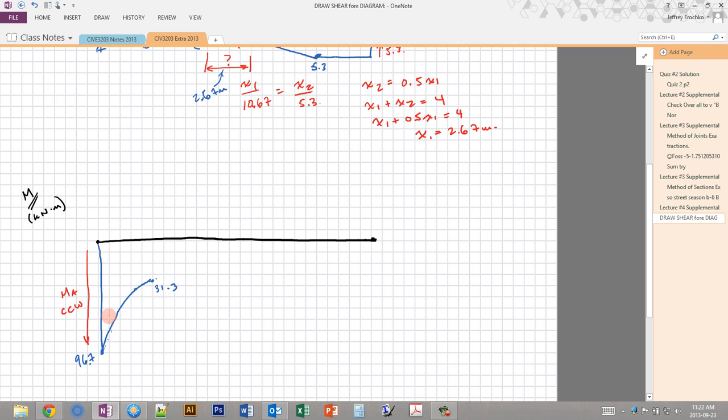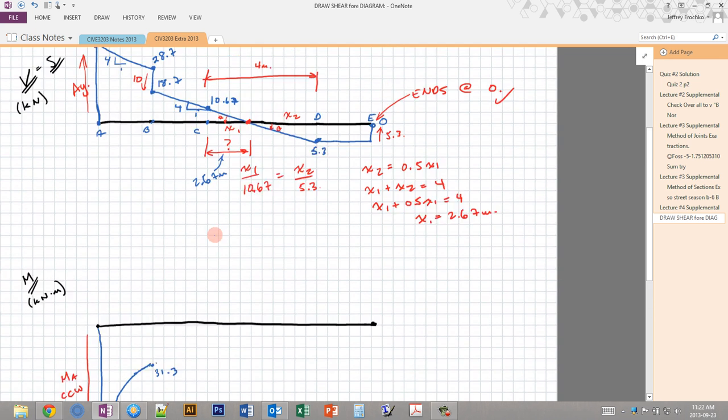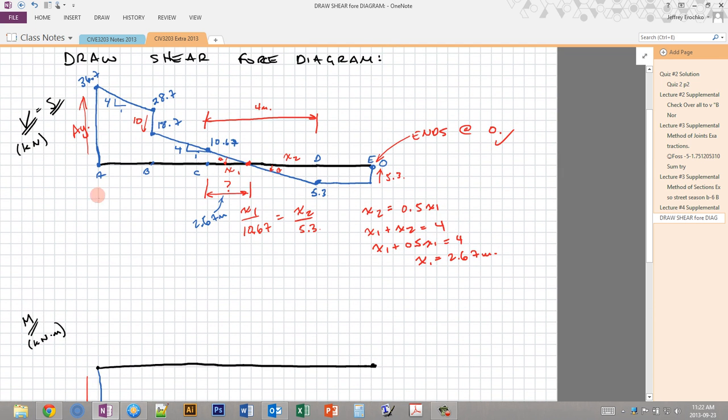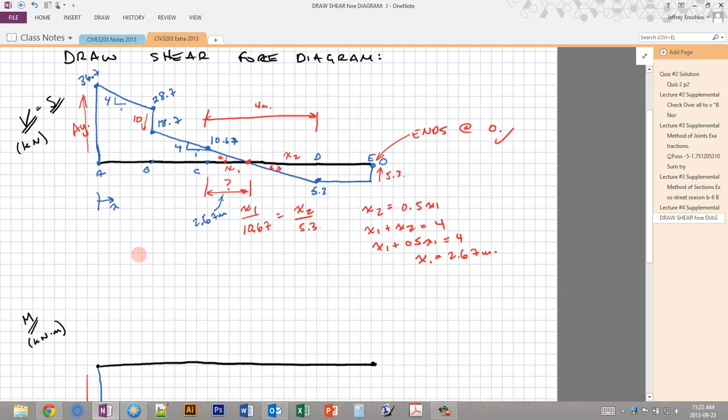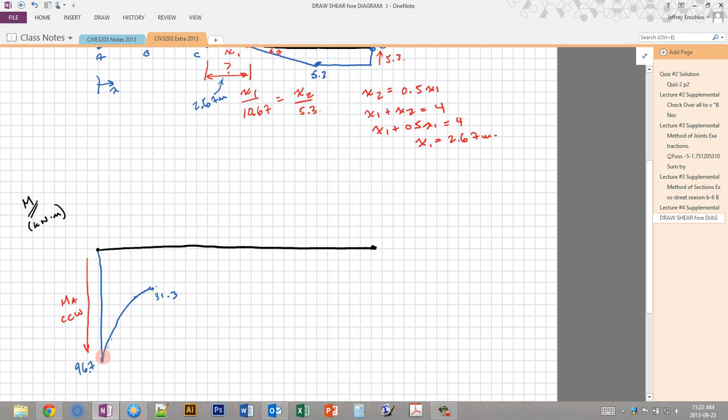Alright, we could find every point here if we liked, or we could find the shear force diagram in terms of the distance x from the left. So we could find the equation of this line on the shear force diagram and then integrate it, and that would give us the shape of the moment diagram. Okay, so that gets us to point B.